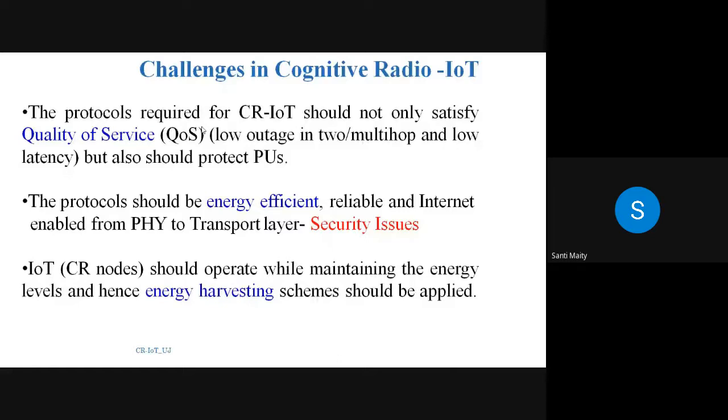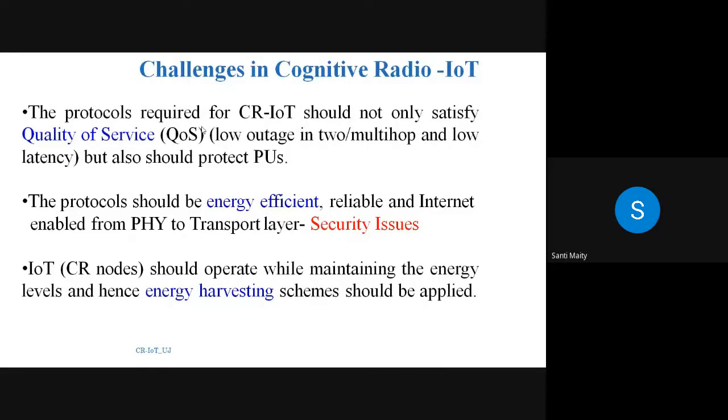Outage is a term we will come to later. What it means is that your data rate should not fall below a certain rate. You have a certain prescribed data transmission rate, and you do not want to go below this rate. If it goes below, we call it outage. And how many occasions it occurs is characterized by outage probability.